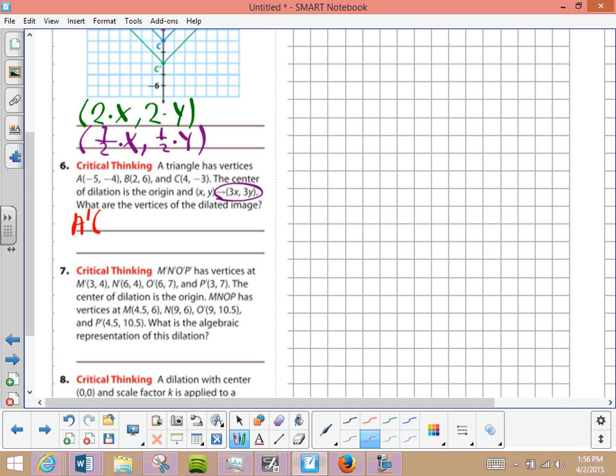So A prime will be what? And B prime is what? And C prime? There we go, beautiful. That's it. That's all you have to do. Give me the new coordinates.